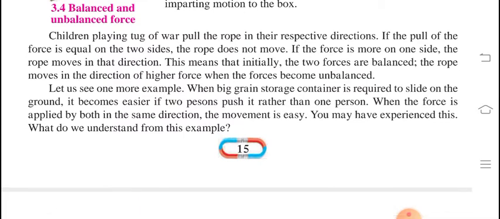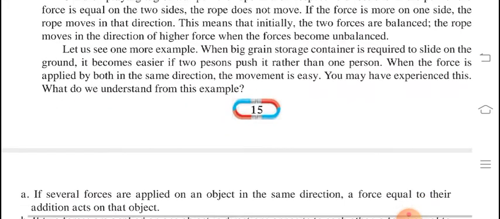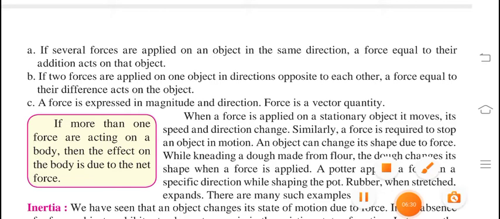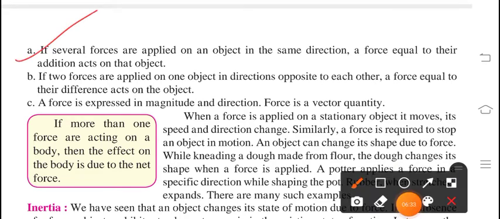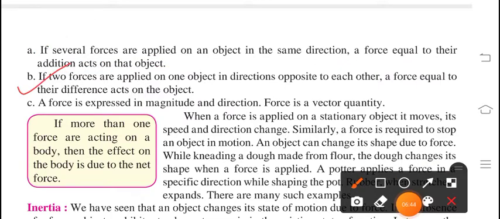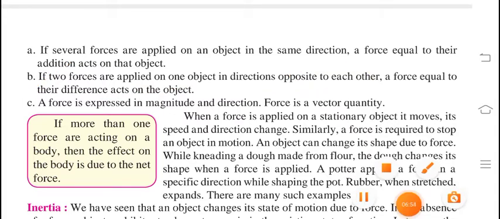Through all these examples we can make this statement. Please note it down in your book. So here are the points for the same. Point 1: If several forces are applied on any object in the same direction, a force equal to their addition acts on the object. Point 2: If two forces are applied on one object in directions opposite to each other, a force equal to their difference acts on the object.